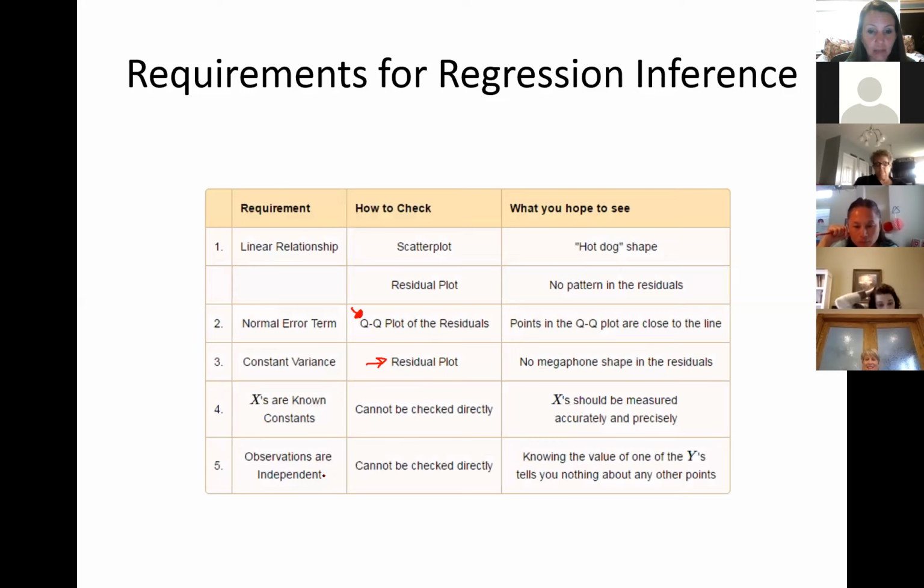And then the observations being independent, you can't check that with any of these graphs or any calculations or things like that. You could read the problem and see how they collected their data. Basically, you don't want them to be taking repeat measurements on the same individual, because that makes the observations not independent anymore. So these are the three key things that can be checked by you using the three plots here: the scatter plot, residual plot, and QQ plot. And we'll look at what we're looking at on those.